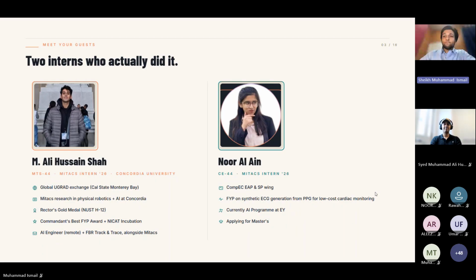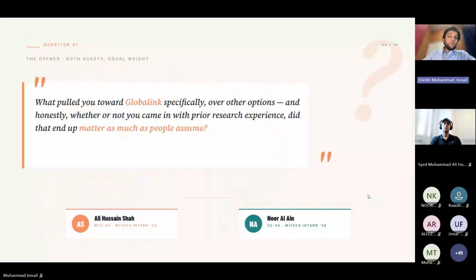And joining him, we have Ma'am Noor from the Department of Computer and Software Engineering, Degree 44. Ma'am Noor was part of the Complex EAP and SP Wing. Her final year project was on generating synthetic ECG signals from PPG data for low-cost cardiac monitoring. And right now, she is working on the AI program at EY while also applying for her master's. Ma'am Noor, welcome to this session. It's genuinely great to have you here. Okay, let's get straight into it.